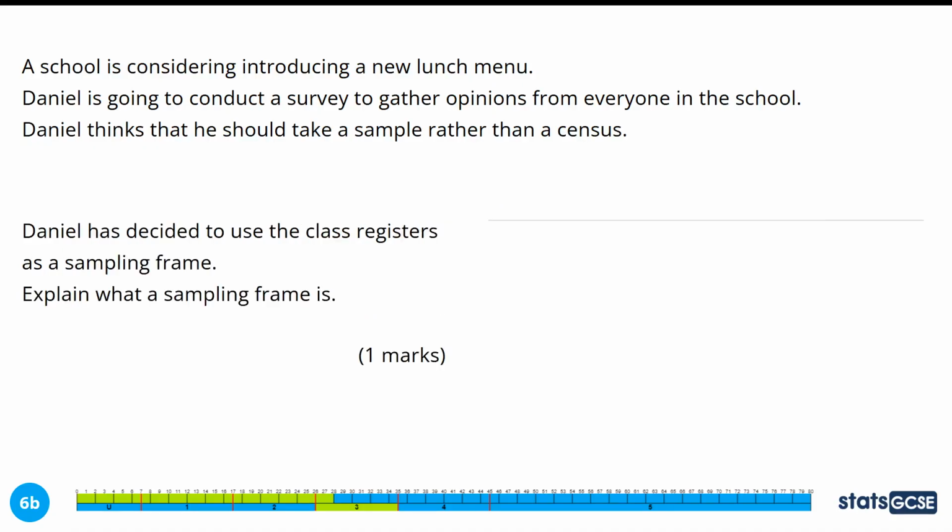Daniel has decided to use the class registers as a sampling frame. Explain what a sampling frame is. A sampling frame is a list of all the members in the population.